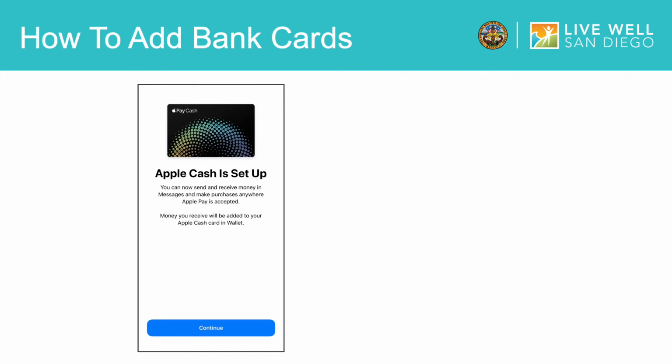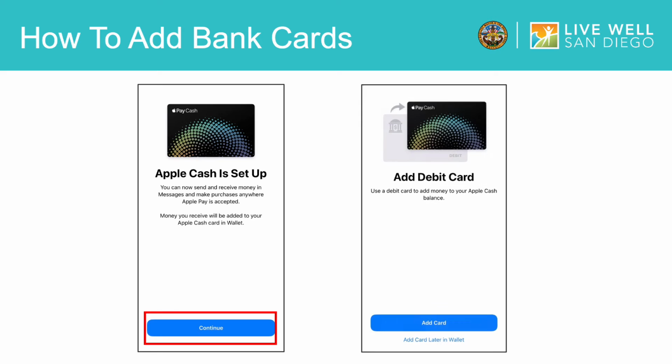Once the setup is complete, you will see the screen to the left-hand side. Click Continue to begin adding your debit card to the Apple Pay application. In order to do this, you will click on the blue button that says Add Card.